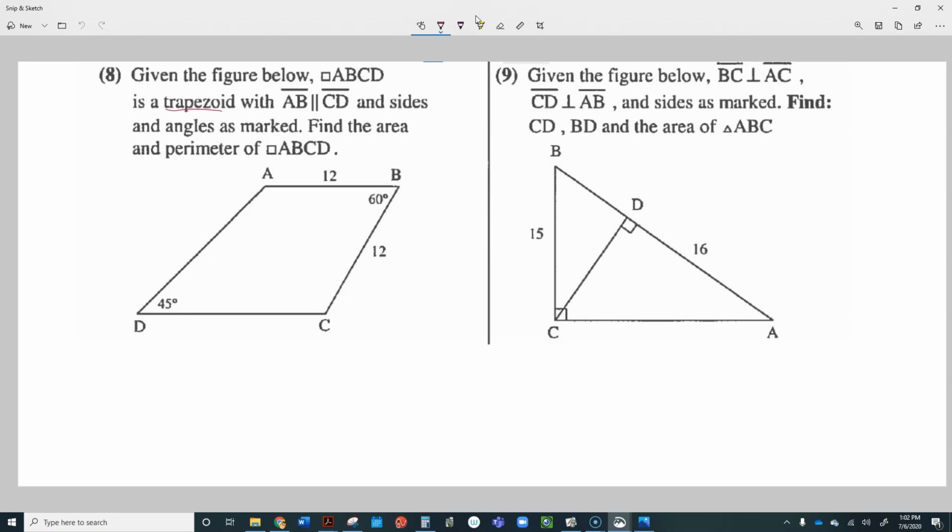It's a trapezoid. They give us side AB right here is parallel to side CD. And they give us this side length and this side length, these angle measures. And they want us to find the area and the perimeter. Well, you know, to find the perimeter, you have to know all side lengths. And to find the area, let's see what the area is.